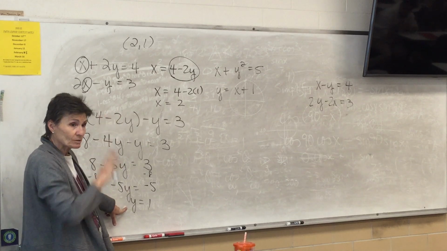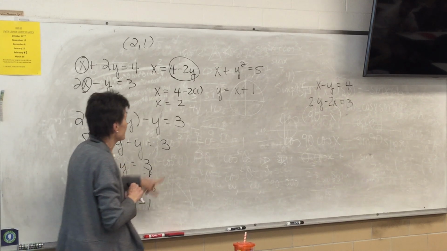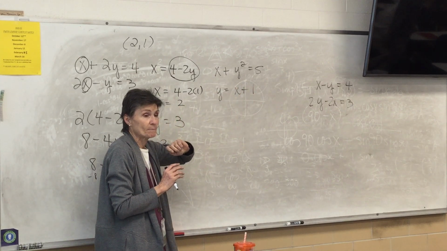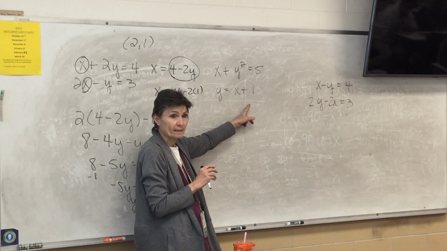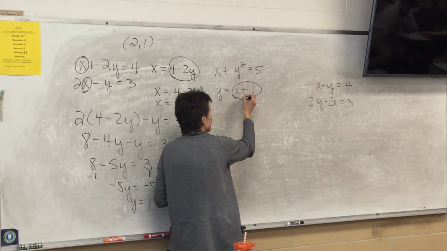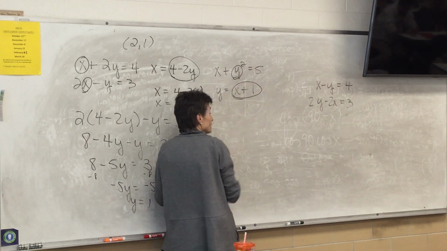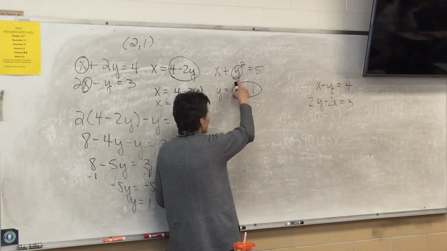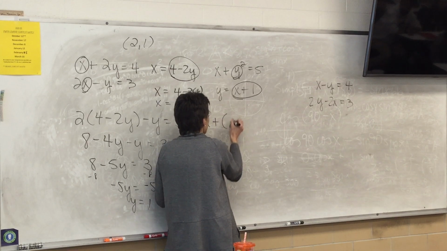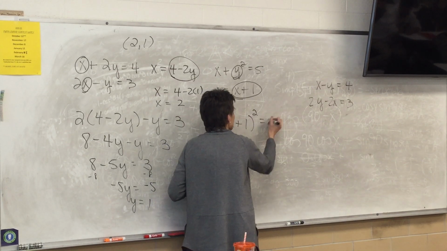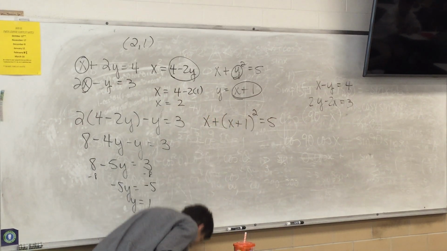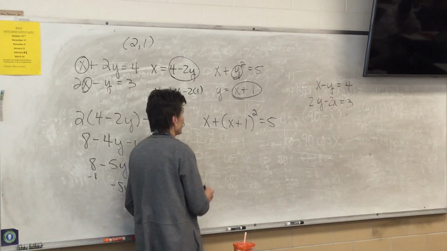Okay, is all that coming back to you? Yep. Easy peasy. All right, now this one actually is already set up beautifully for substitution because it says y equals already. So we'll take this guy right here and plug it in right here because that's what y equals. So x plus 1 squared equals 5. Now what?